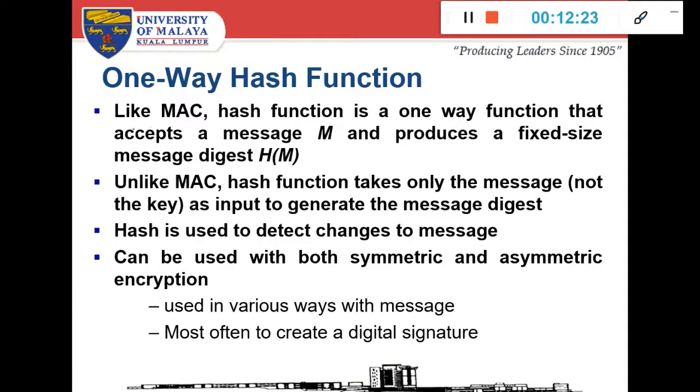Like a message authentication code, remember, it's for your authentication, verifying that you are you, that the message received matches the message source. Like a MAC, a hash function is a one-way function that accepts a message M and produces a fixed-size message digest, or hash, of M.